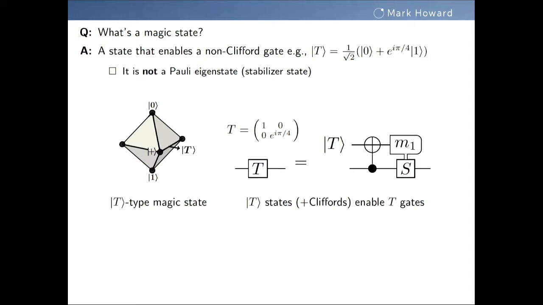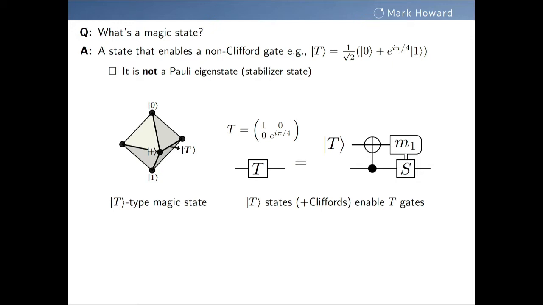So here's what it looks like geometrically on the left. As I said before, we have the octahedron inside the Bloch sphere. That's this object with six vertices. So if you think of Pauli X, Y, and Z, you have three Pauli operators, each of them has two eigenstates, so that forms six pure states on the surface of the Bloch sphere. And then if you join them together, that makes an octahedron. So the T state obviously has to be outside this octahedron. It's not a stabilizer state, and it lies somewhere between the X eigenstate and Y eigenstate.